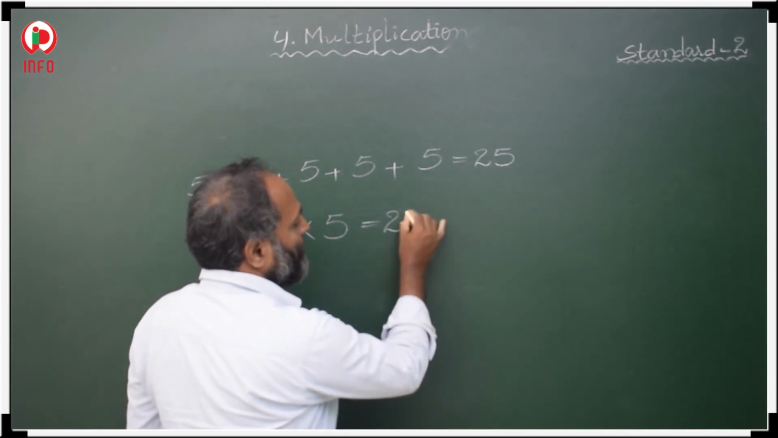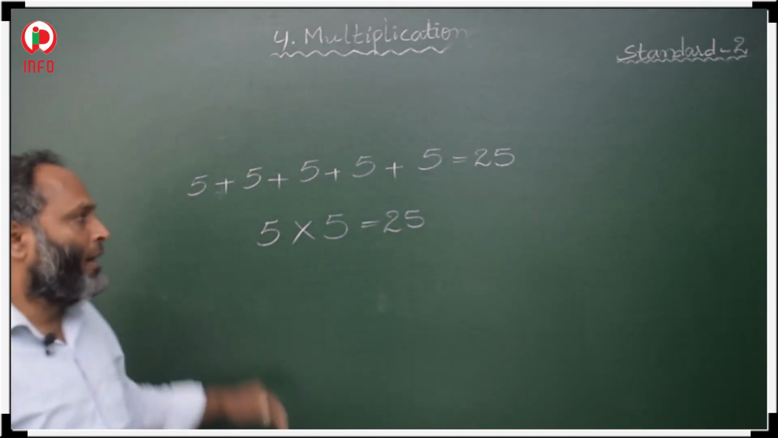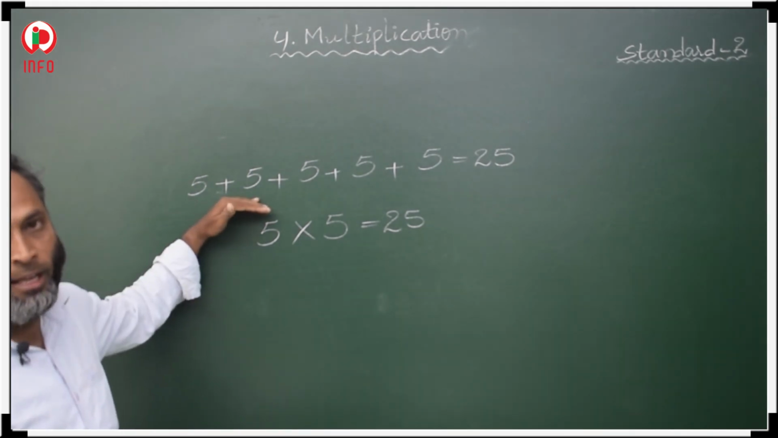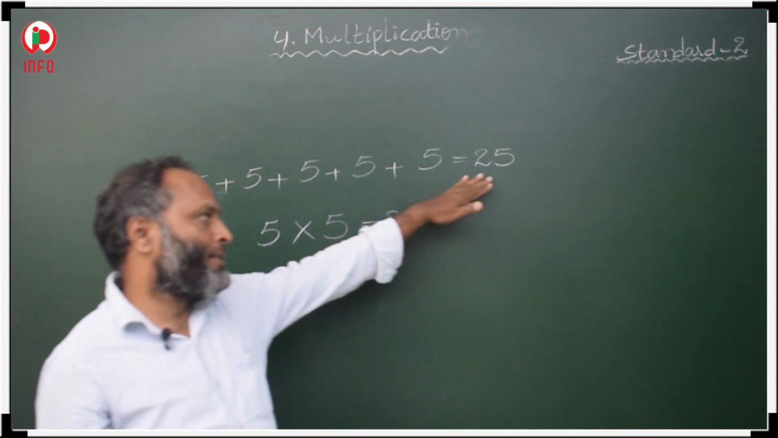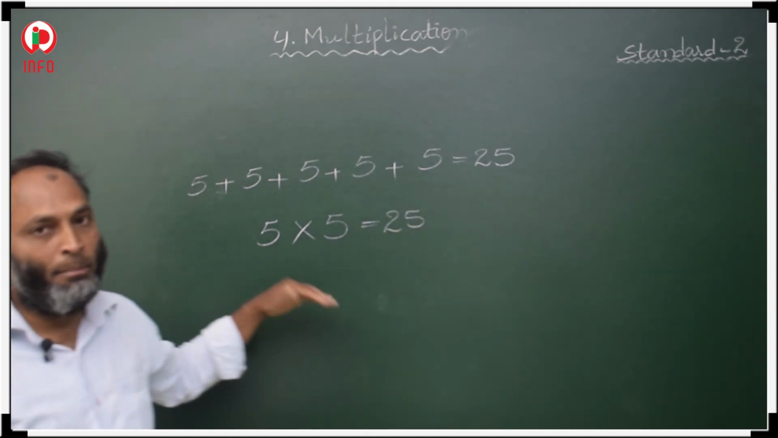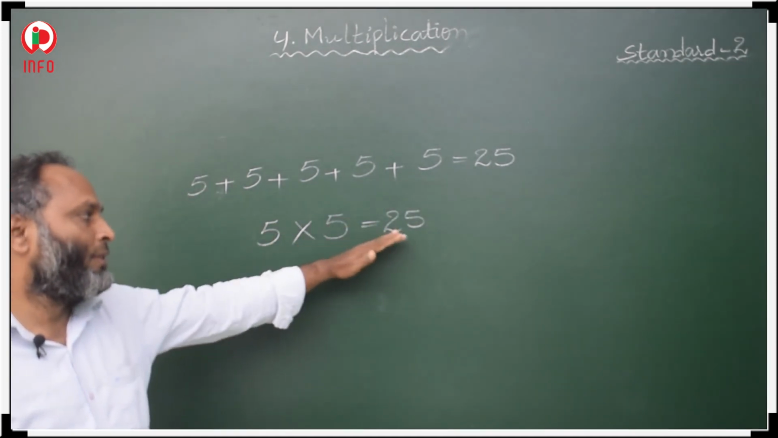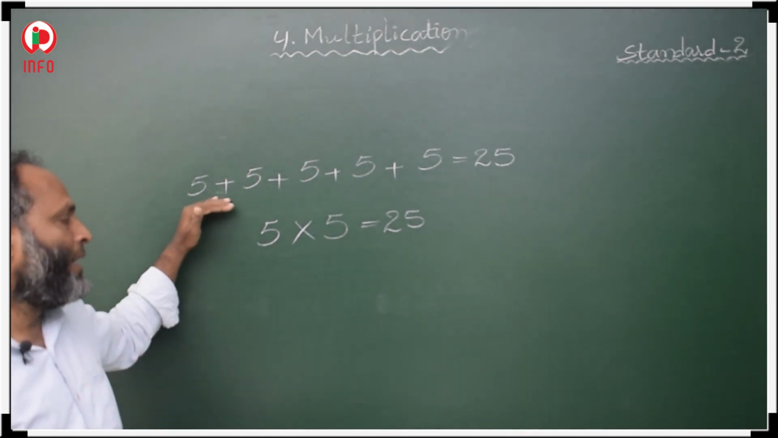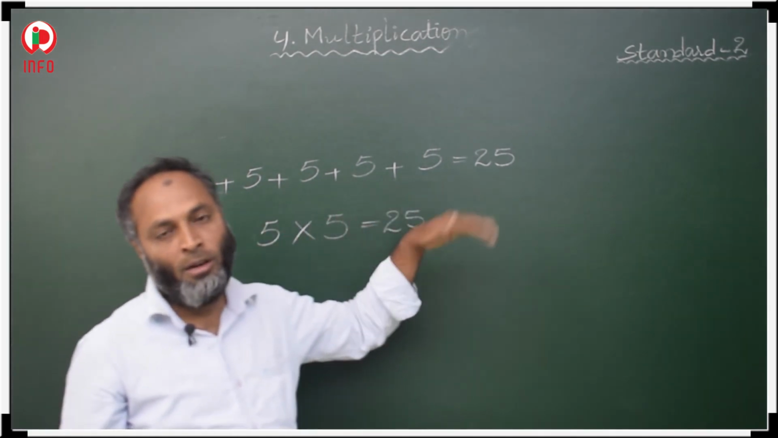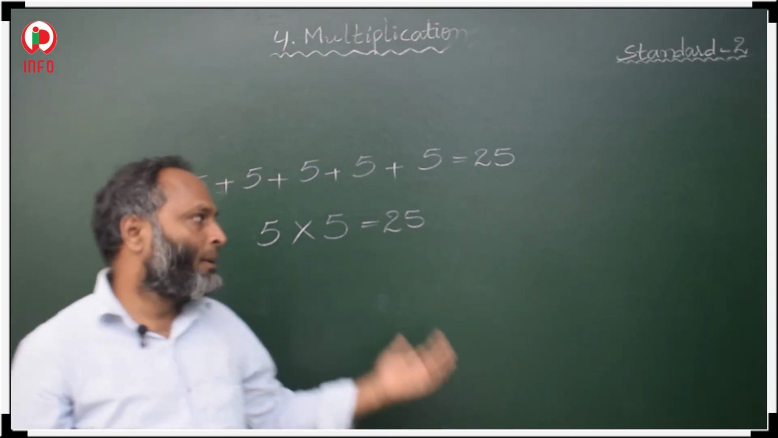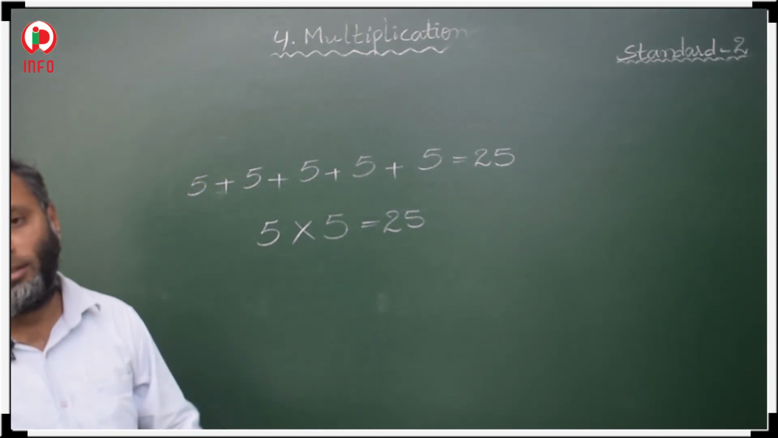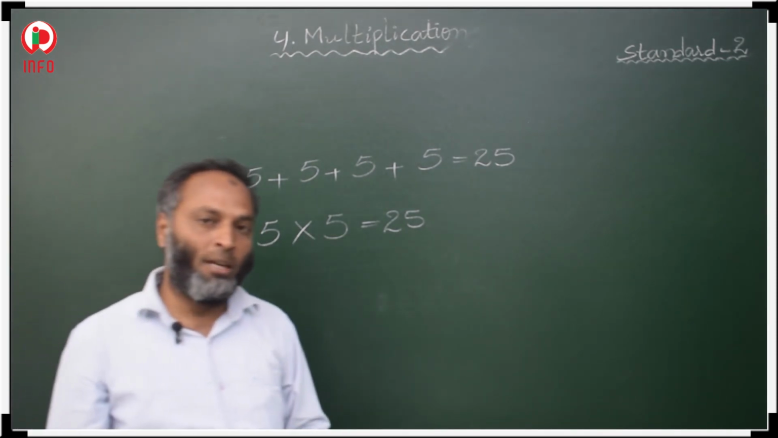How many crayons were there? 25. If we add repeatedly, our answer is 25. By applying multiplication also, we get the same answer: 5 into 5 is equal to 25. Repeated addition is a long method to find the answer; in multiplication, in short, you will get your answer. Okay, so this is the multiplication fact.